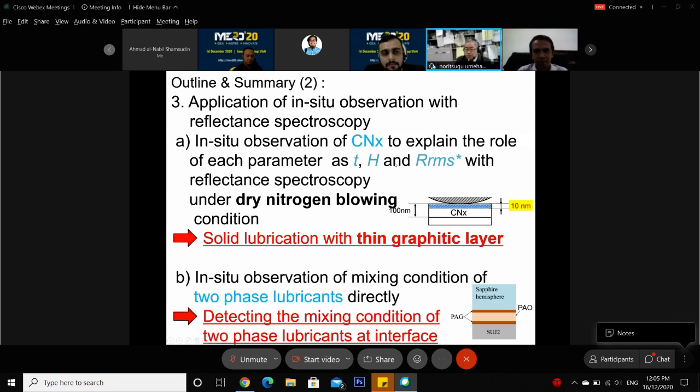Finally, we found the ultra-low friction of carbon nitride coating in dry nitrogen blowing. It is caused by solid lubrication with a thin graphitic layer. So our new in situ observation method can give such good advantages. So what is the in situ method for tribology research?